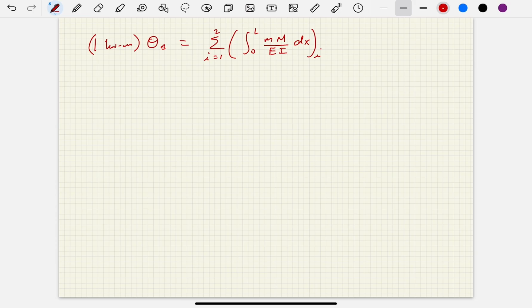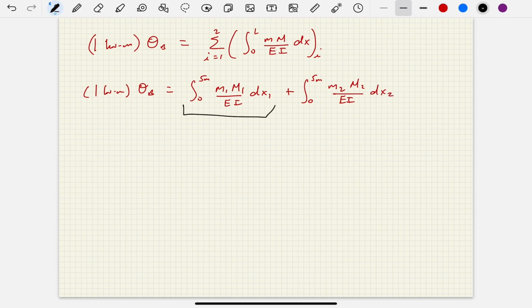And so I can expand this out because I've got the two domains, right? So I can say 1 kilonewton meter theta B equals integral 0 to 5 meters, little m1, capital M1, over EI dx1, plus the second integral, which is the second 5 meters. Remember, both of these domains were each 5 meters long, right? And this is going to be little m2, capital M2, over EI dx2, okay? So this first integral term is segment AB. The second integral term is segment BC, okay?